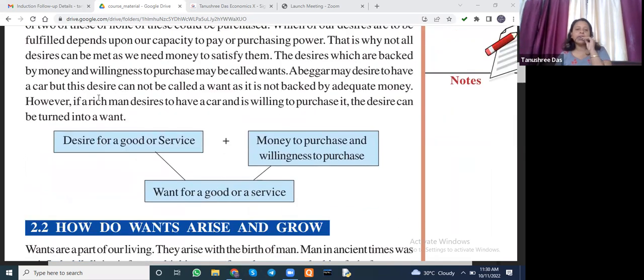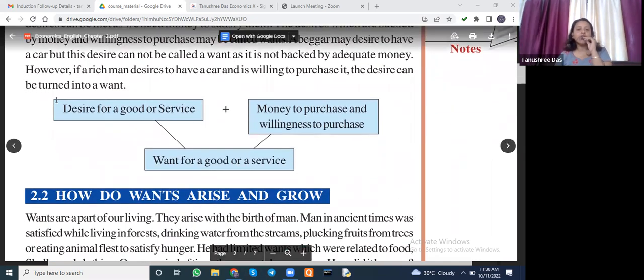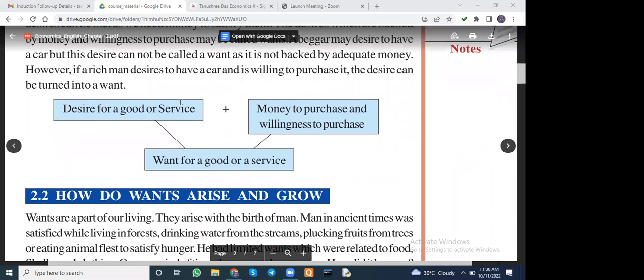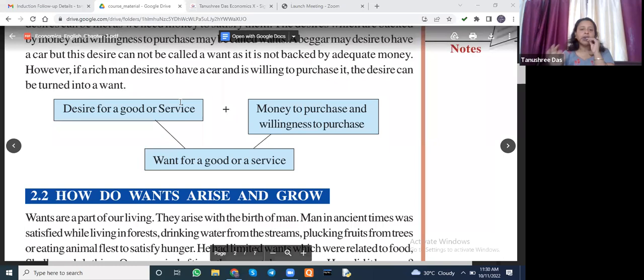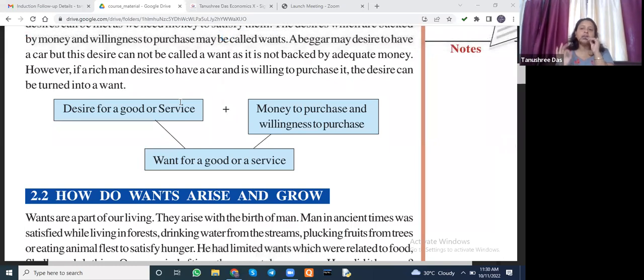From this particular diagram, you will be able to understand desire for a good or service. We can have desire for anything, but a desire will only be converted into want when we have money to purchase and willingness to purchase. Means desire, money, and willingness: when all these three things are combined together, then only we will be able to term the thing as want for a good or a service.